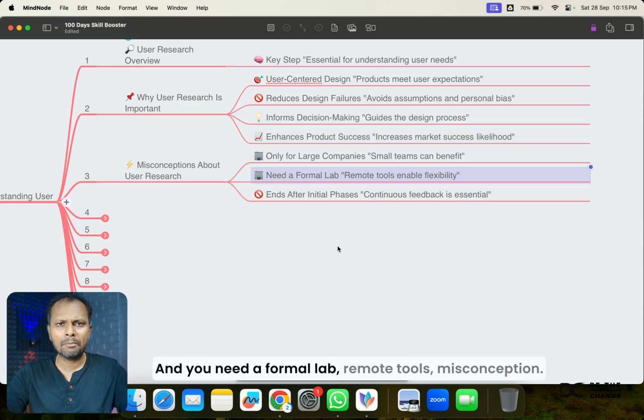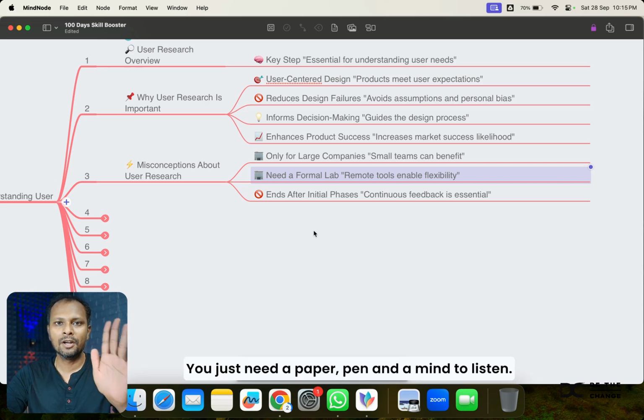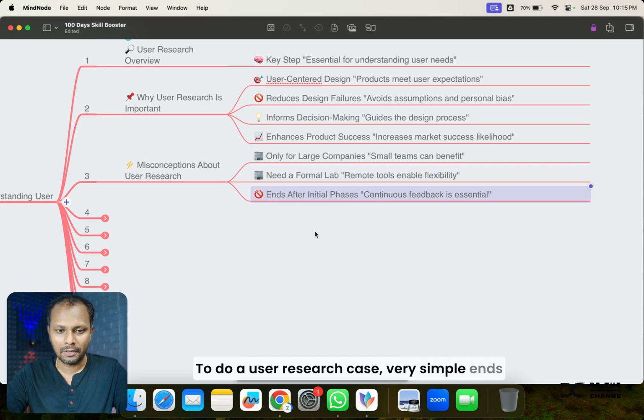Another misconception is that you need a formal lab and remote tools. You just need a paper, a pen, and a mind to listen to do user research, guys. Very simple. Next misconception: it ends after the initial phases, but continuous feedback is essential.